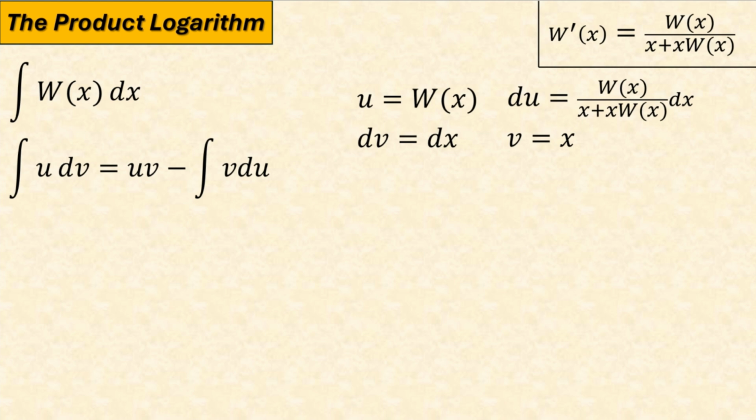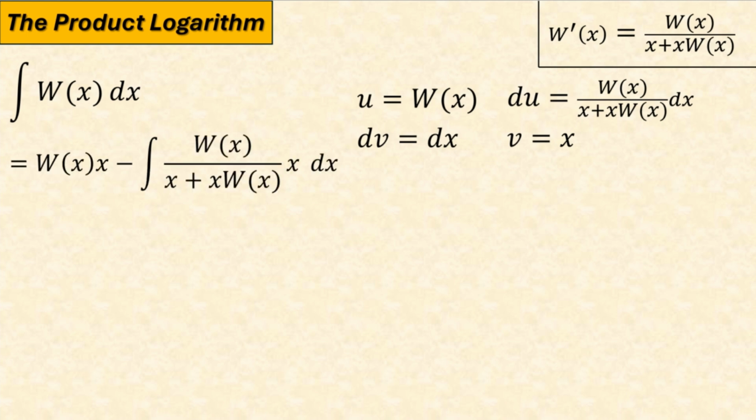And we know that the integral of u dv is just going to be the integral of W(x) dx. So expanding the integral using integration by parts gives W(x) times x minus the integral of W(x) over x plus xW(x), all times x dx. So what we need to do now is evaluate this integral. You may notice that we could multiply x into the fraction and simplify, but I am not going to do that because one finds it easier to find this integral if I keep it like this for now.